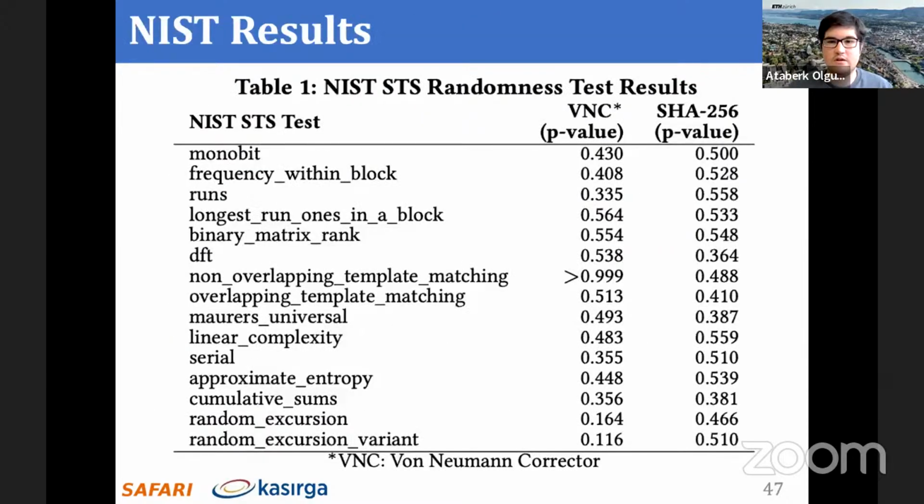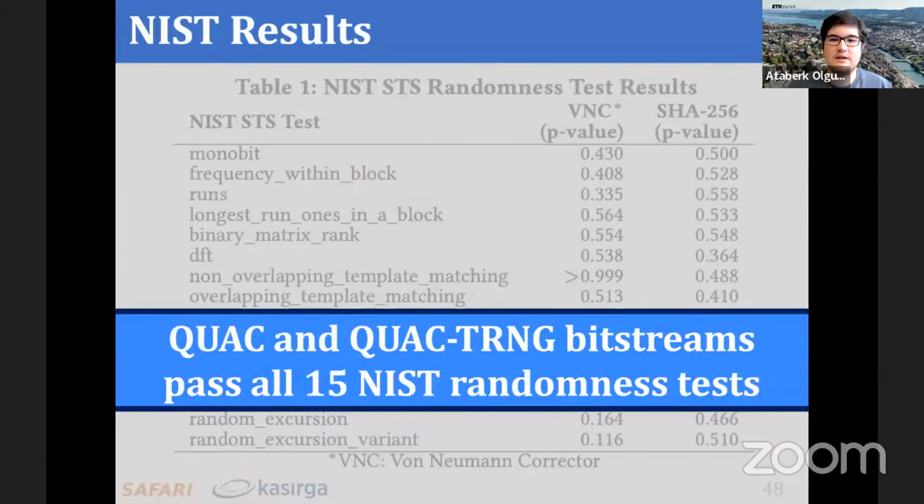And here are the results of randomness tests for the 2 experiments under 2 columns in this table. So the first experiment goes to column VNC, and the second experiment goes to SHA-256. And what these results show is that both QUAC and QUAC-TRNG bit streams pass all NIST tests, and therefore QUAC and QUAC-TRNG are, by our definition, high quality random number generators.